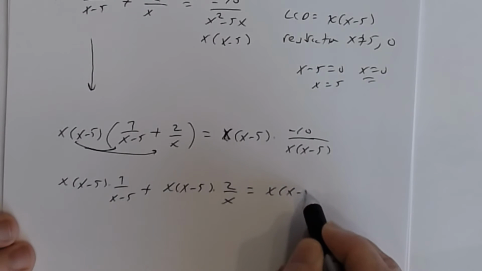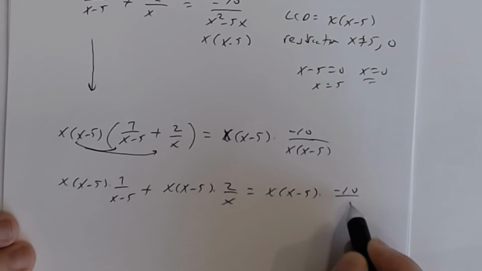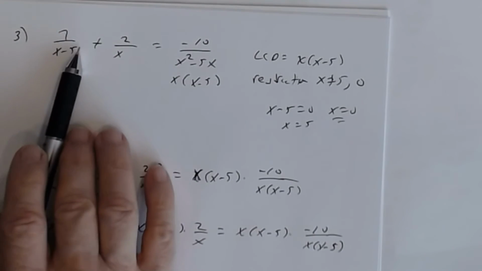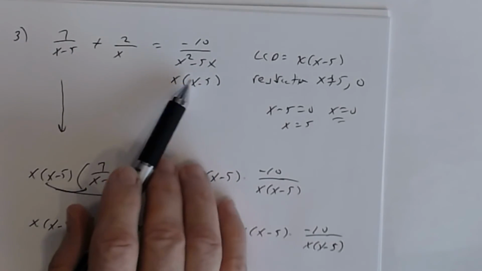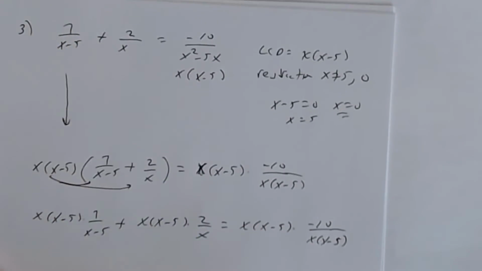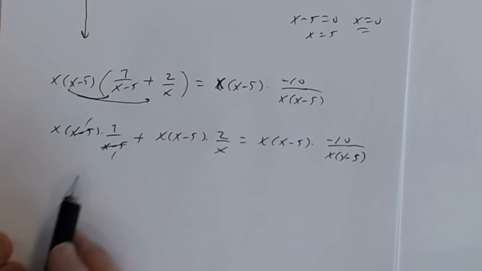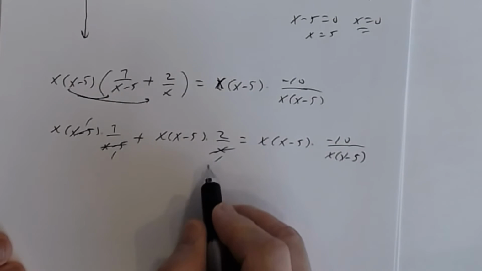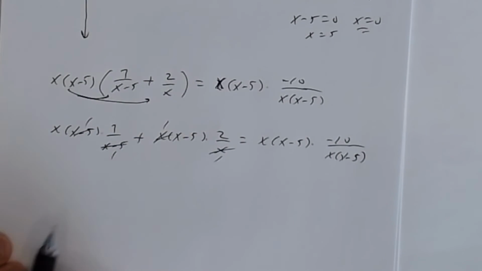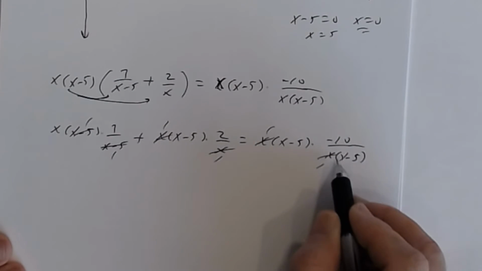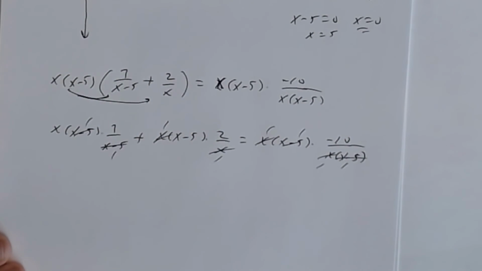So x times x minus 5 times negative 10 divided by x times x minus 5. Now remember, the whole purpose of multiplying by the LCD is to get these denominators to be factors of ones. And now you do have that because the x minus 5s divide out. You have a factor of 1. The factors of x divide out. You have a factor of 1. This x divides with this, and this x minus 5 divides with this.